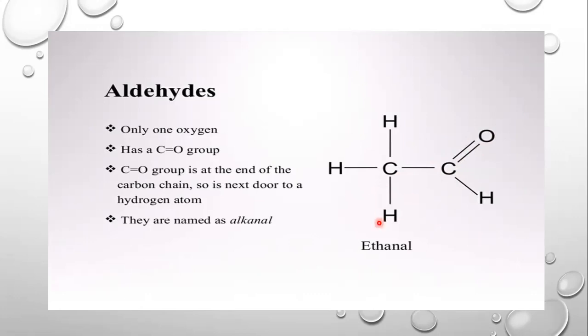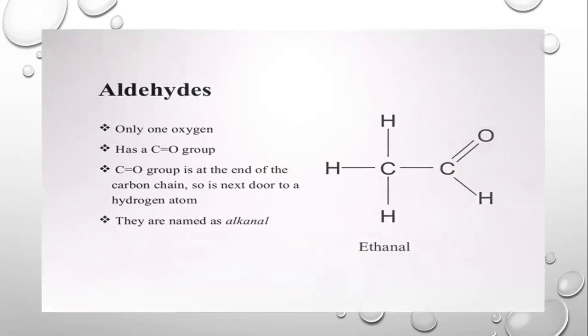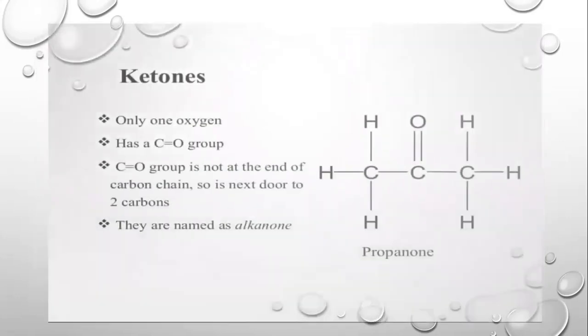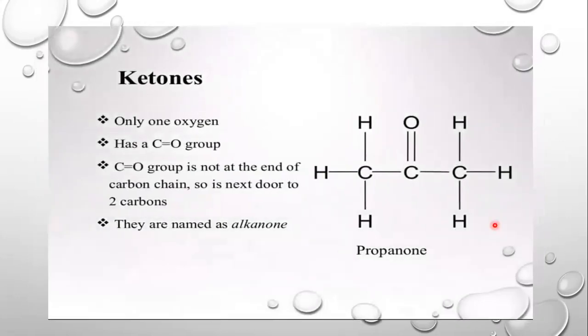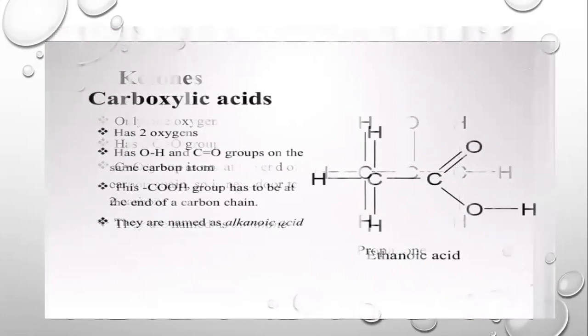This is the formula of ethanol. Ketone: when a carbonyl group, C double bond O, is sandwiched between two alkyl groups, then it becomes a ketone. Its general name is alkanone, and here there is 1 carbon, 2 carbon, 3 carbon, so it is propanone. Propan for 3 carbon and one for ketones.